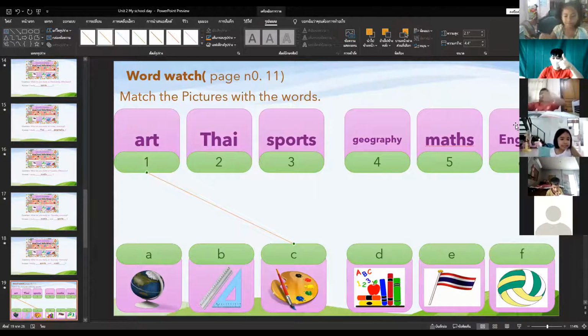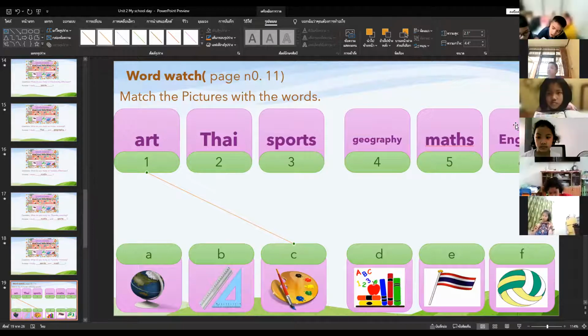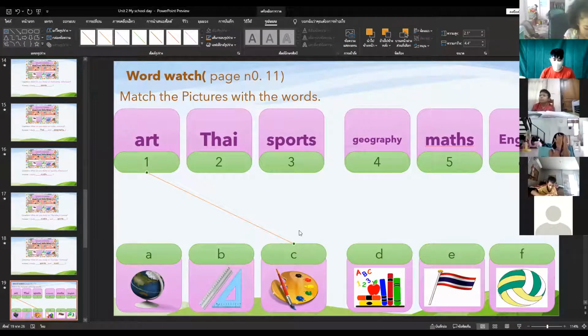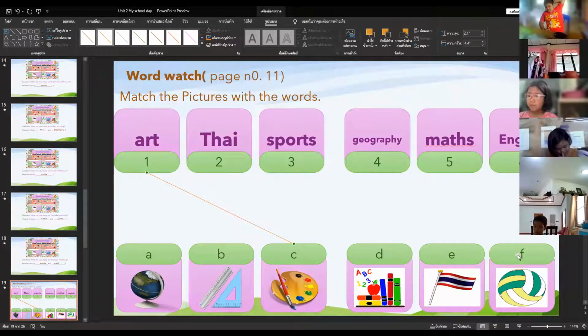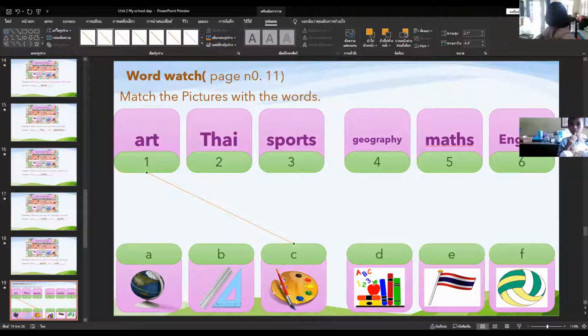Finish? Okay. How about number one, Nadine? You finished, Nadine? Genesis? Finish? Not yet. Okay, I'll give you 30 seconds.